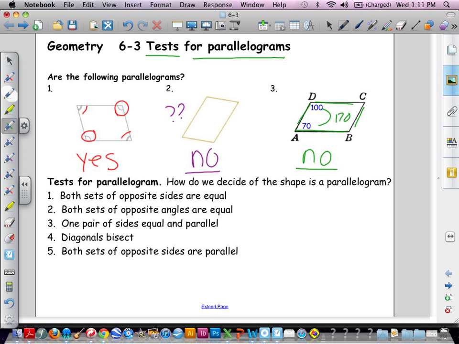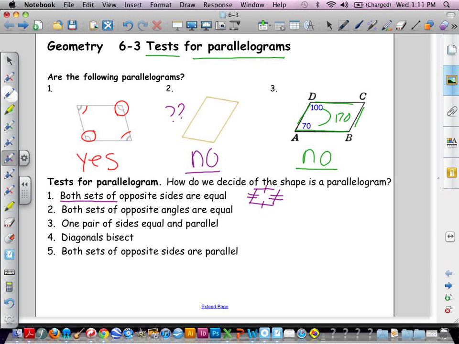Let's take a look at the tests for parallelograms. These are very similar to the characteristics that you learned in the previous lesson. Number 1 reads, both sets of opposite sides are equal. You need to have 2 sets, and you need to write that when you're writing your list down. You need to write both sets of opposite sides. So my top and my bottom, and my left and my right are congruent.